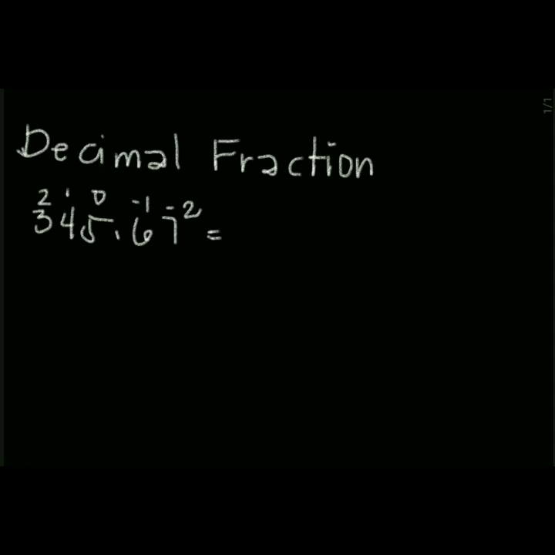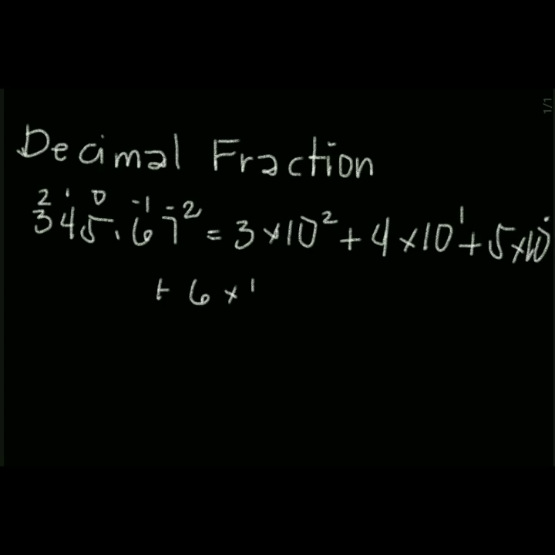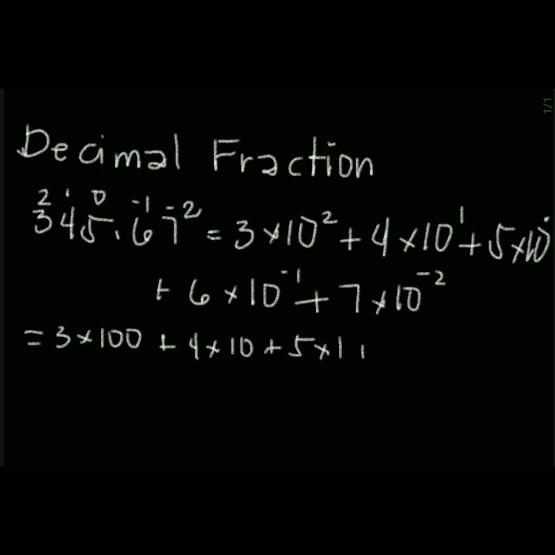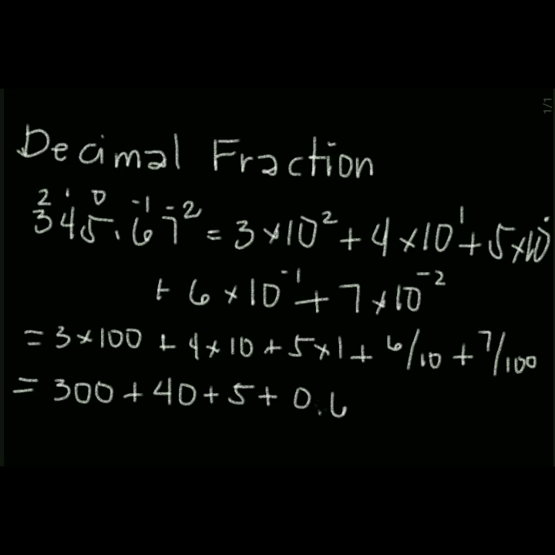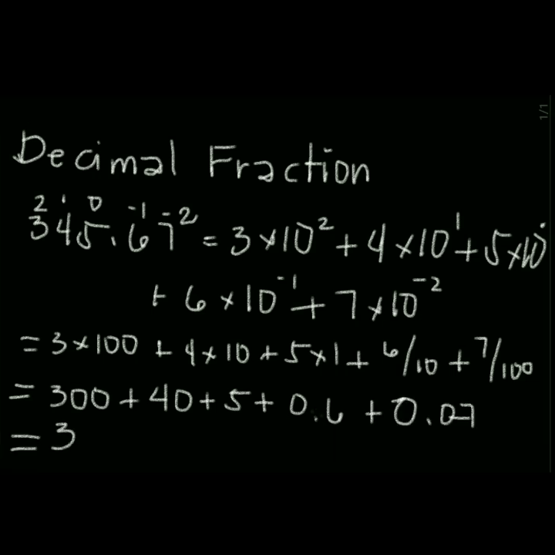Now we're going to expand it. 3 times 10 raised to 2 plus 4 times 10 raised to 1 plus 5 times 10 raised to 0 plus 6 times 10 raised to negative 1 plus 7 times 10 raised to negative 2. Next, 3 times 100 plus 4 times 10 plus 5 times 1 plus 6 divided by 10 plus 7 divided by 100. Next, 300 plus 40 plus 5 plus 0.6 plus 0.07. We're going to add it up and we have 345.67. We got the same.